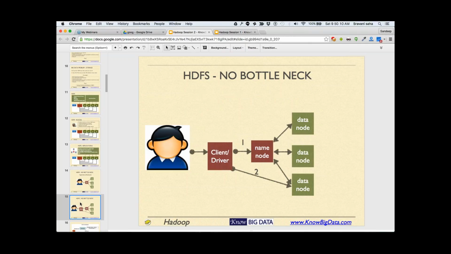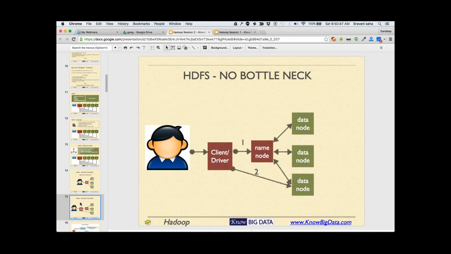So the user will talk to the driver, and the driver will go to the name node and say, hey, I want to store this file. And the name node will say, okay, don't bother me, these are the machines in the network available, why don't you go to those machines and store the file. Don't bother me, because you will make me the bottleneck.